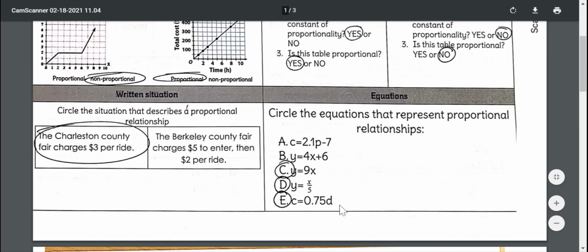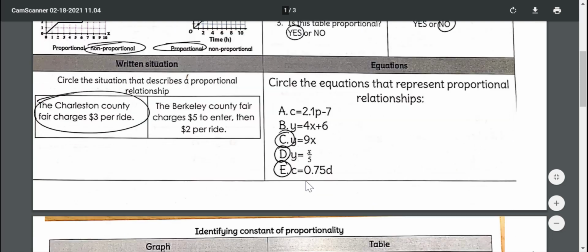And then lastly, this is a proportional relationship again. It's in the same form as C, so we know that it's proportional, and the only difference is it's a decimal. So C, D, and E would be proportional relationships.